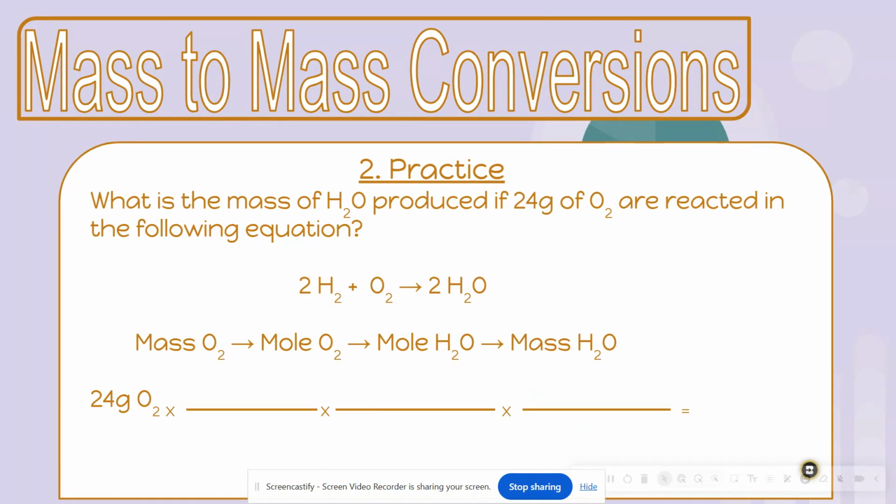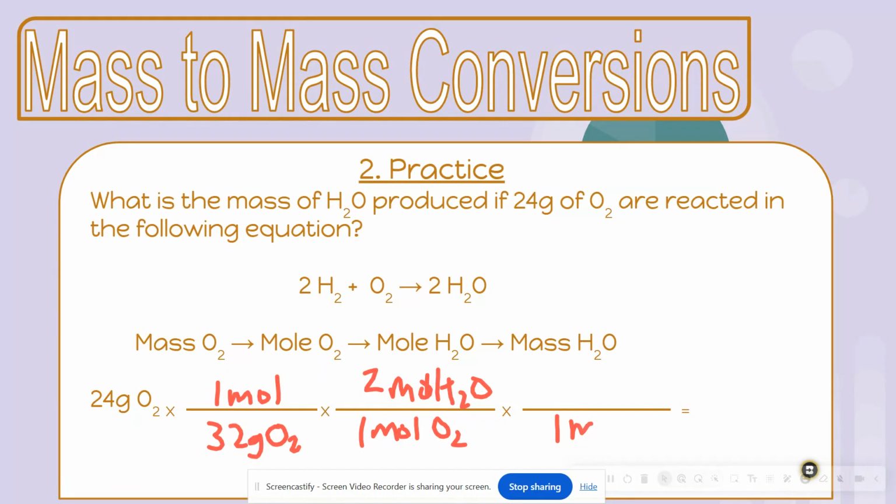We have 24 grams out front. Our mass of oxygen is 32 grams. I have that one memorized. Then you put 1 mole on top. Our mole ratio of oxygen to H2O: we have 1 mole of O2, 2 moles of H2O. Oops, 1 mole goes on bottom.